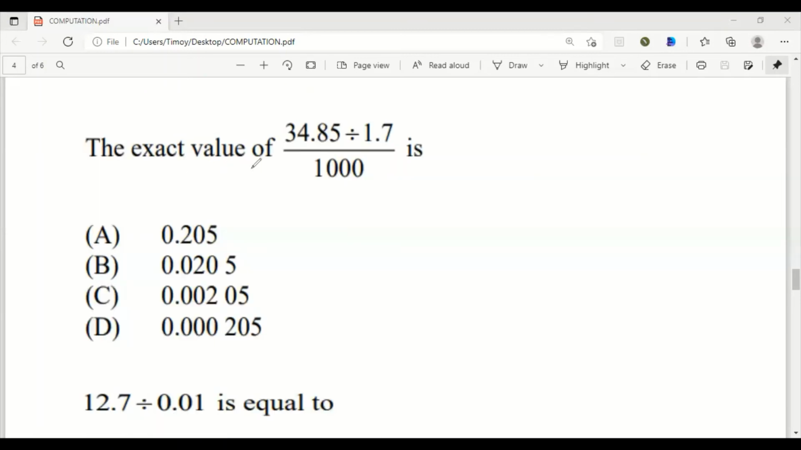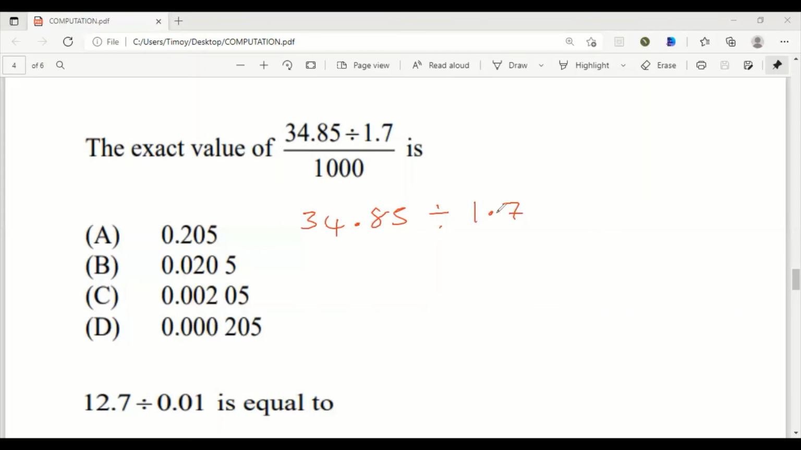The exact value of 34.85 divided by 1.7, all of that divided by 1,000 is... The best approach to this question is to work out the numerator first. So it would be 34.85 divided by 1.7. Remember, it's a CXC multiple choice exam. You do not have the use of a calculator. So how do you do this quickly?